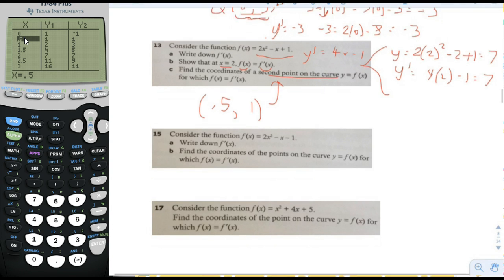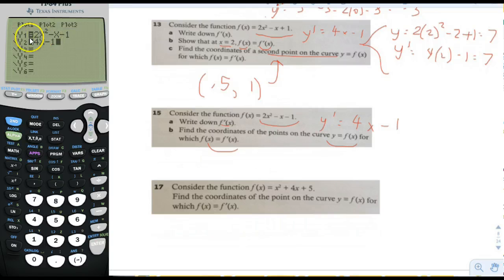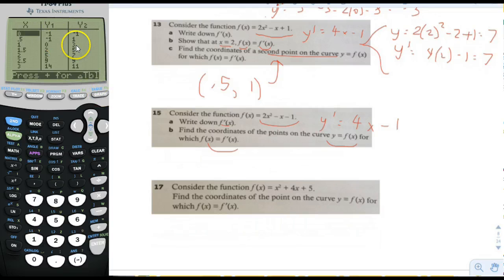Okay? All right, number 15. So we have the original function, 2x squared minus x minus 1. And then we're going to find the derivative, y equals 4x minus 1. And then we're going to find the coordinates where the original function is equal to the derivative function. And so again, we're going to program that in the calculator. Okay, so now I've programmed in these two functions, and then I'm going to use the table to see when these two are equal to each other.